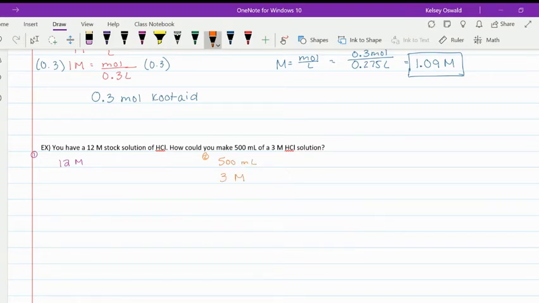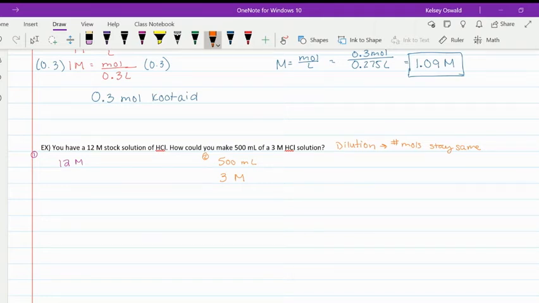So we have 12 molar. We want 500 milliliters of a 3 molar solution. So we want to dilute this. We want the solution to be not as strong or not as concentrated. So again, the key to be able to do this is when we have a dilution, because we're making it not as concentrated, we're making the solution weaker, our number of moles stay the same. We can only change how much water we have. We cannot change how many moles of HCl we have.